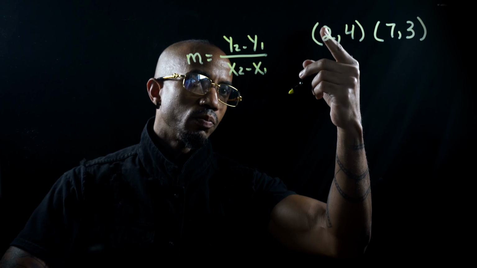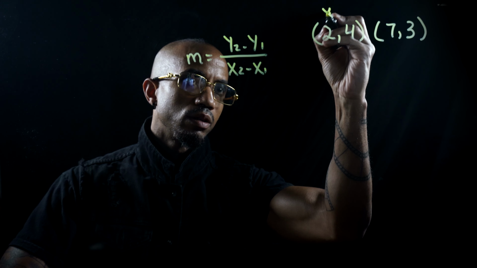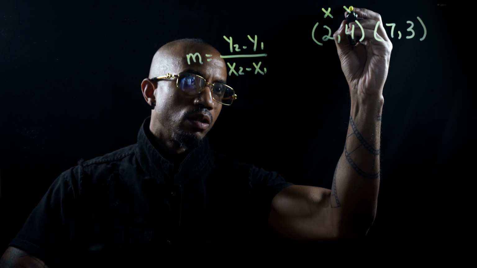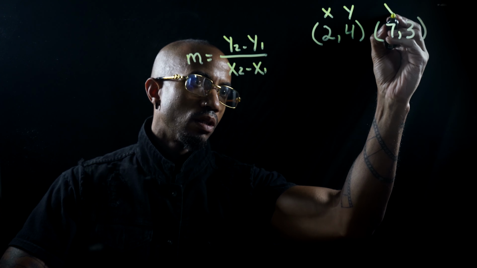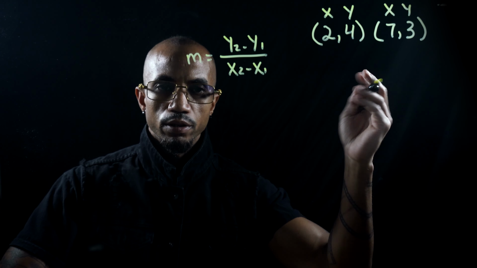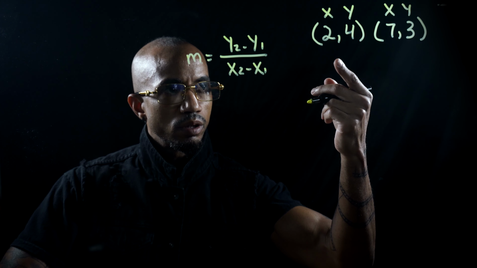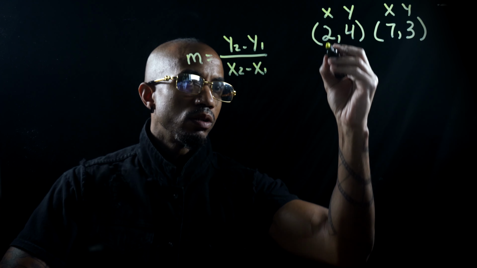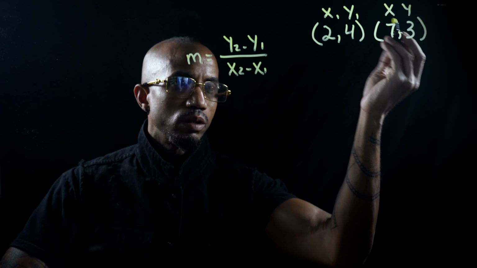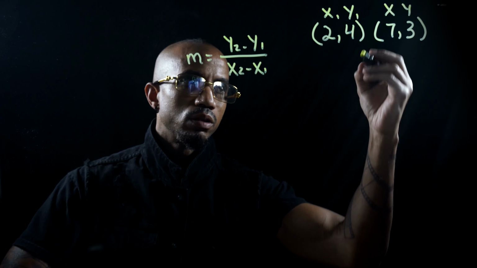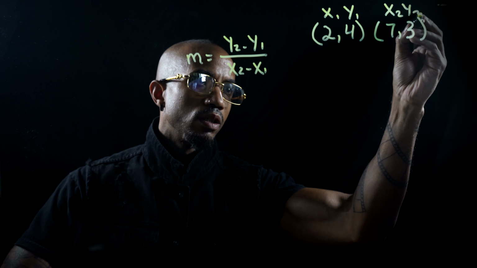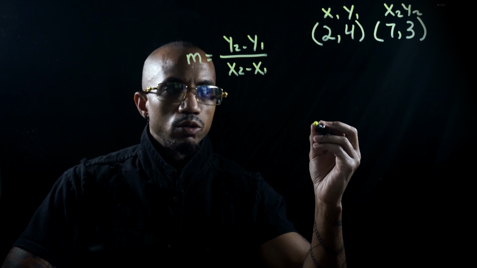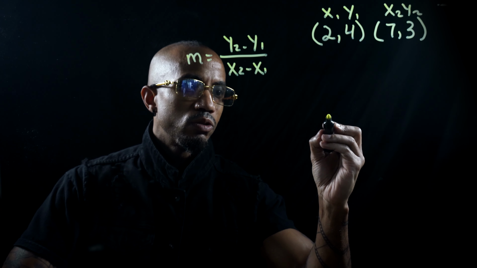All right, let's look at this ordered pair. What is this in the ordered pair? X, yes? And this is y. And this is x and y. Fine. So let's just call this our first point, and let's call this our second point. So this is our first point, then it's x1, y1. And this is our second point, then it's x2, y2.